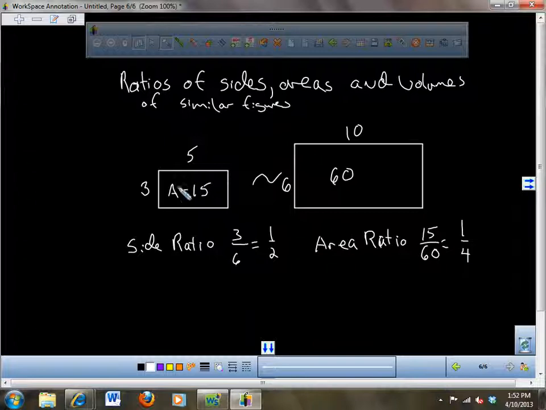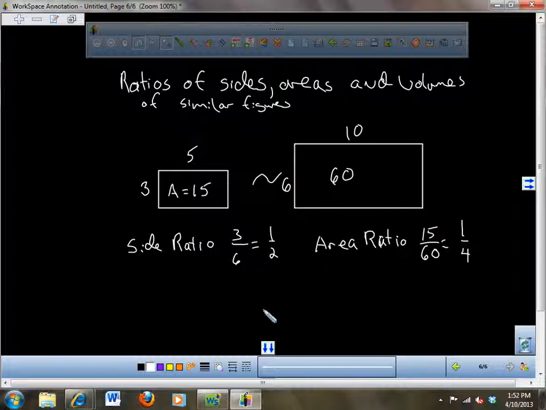Okay? And I kind of talked about this before, but the reason is because 2 dimensions are being doubled, right? Not just 1. So the area ratio is the square of the ratio of the sides.